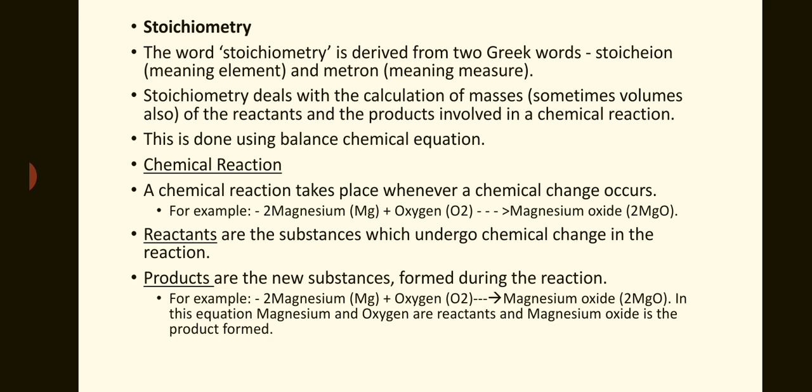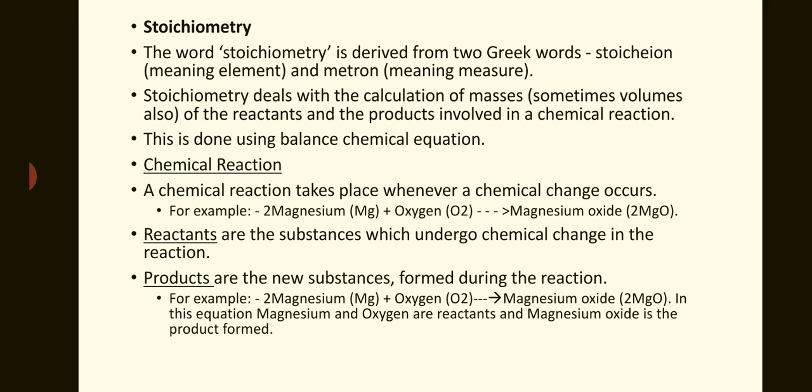Now today we'll see the meaning of the word stoichiometry. It is derived from two Greek words: stoichion, meaning element, which are present in the periodic table. There are 118 elements in the periodic table, and metron, meaning to measure them or to calculate them from the periodic table.